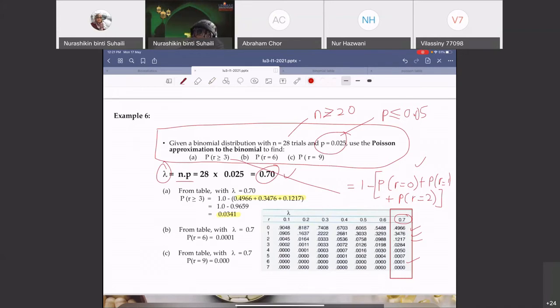You don't see any value of 9 in the table, but if you look here, the trend of the probability is decreasing, from 0.4966 at r equal to 0, and when it reaches r equal to 7, it is actually 0. So anything more than 7, 8, 9 is 0. The probability is 0. That's why you can answer 0, although you cannot find r equal to 9 in the table. So that's how you use the table.